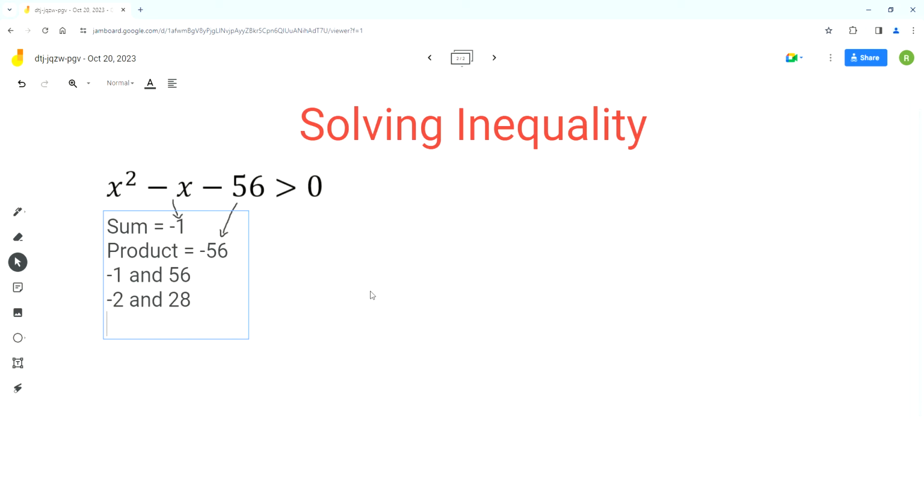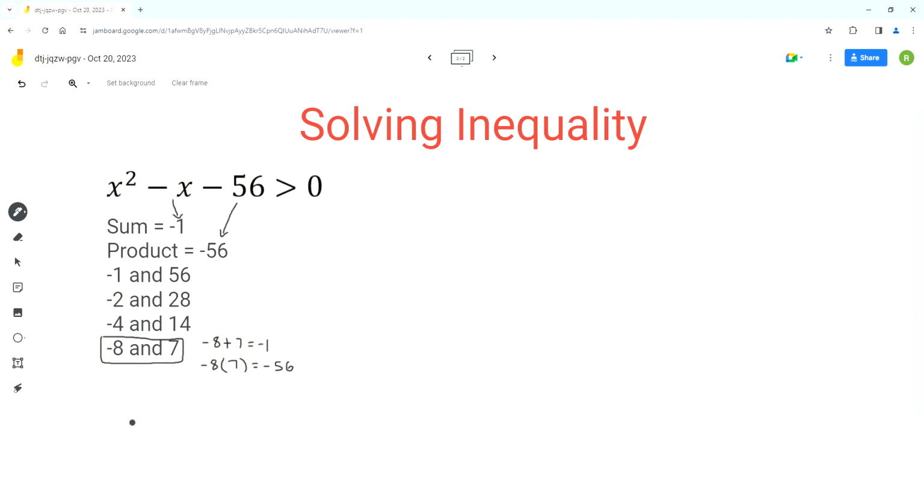The other pair that comes to my mind is -4 and 14, but again we cannot get a sum of -1 from it. So the next pair that comes to my mind is -8 and 7. Now -8 plus 7 is equal to -1, and -8 times 7 is equal to -56. So that means the numbers we are looking for are -8 and 7. So now we can write this inequality in factored form.